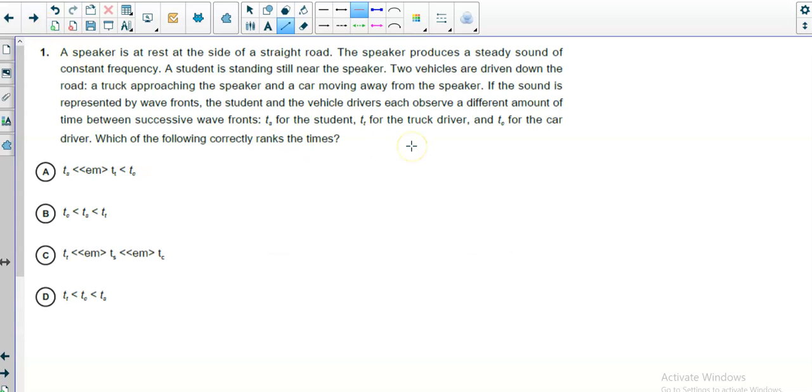So speakers at rest at the side of the road. Speaker produces, sounds like a Doppler effect question if there ever was one. Speaker produces a steady sound of constant frequency. A student is standing still near the speaker. Two vehicles are driven down the road, a truck approaching the speaker and a car moving away. If the sound is represented by wavefronts, the student and the vehicle drivers each observe a different amount of time between successive fronts. All right, rank the times.